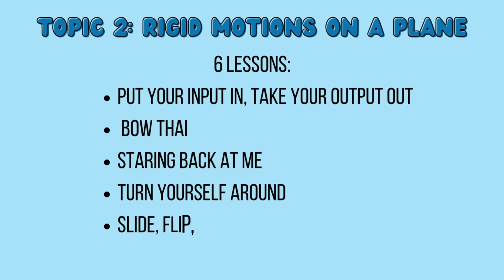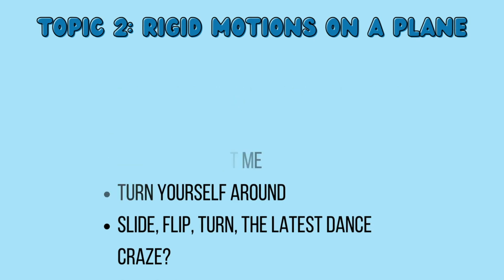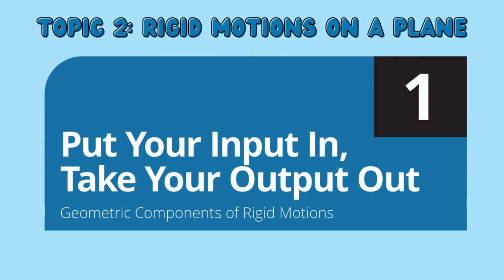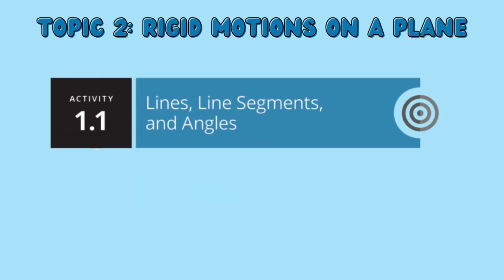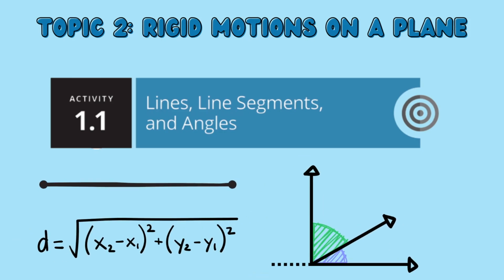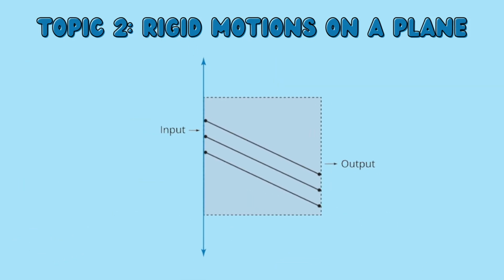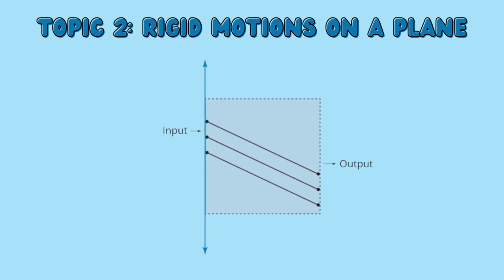Topic 2, Rigid Motions on a Plane. This topic is comprised of 6 lessons. Lesson 1, Put your input in, take your output out. Geometric components of rigid motions. In this lesson, students will get the formal, precise definitions of line segment, angle, and distance along a line. They will then translate lines to produce parallel lines.